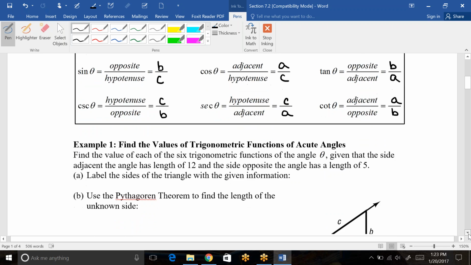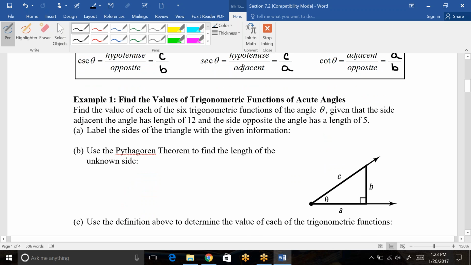Now, we're going to do some examples. So find the values of the trig functions of the acute angles. So we're going to find all 6 trig functions if we know that the side adjacent to the angle has a length of 12. So that means that that one is 12. The side opposite the angle has a length of 5. That's all we know so far.